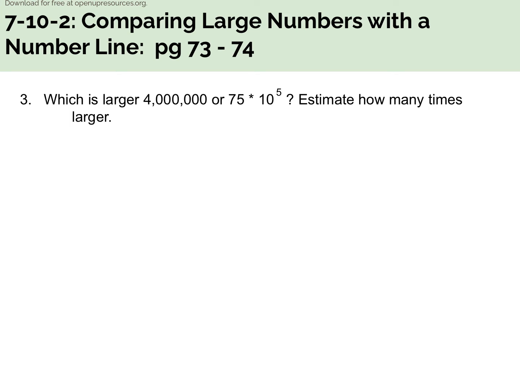If we put it on the number line and look at it, 75 times 10 to the 5th, or the same as 7.5 times 10 to the 6th, is about twice as large as the 4 million, which is also 4 times 10 to the 6th. So that's why the 75 times 10 to the 5th is bigger than the 4 times 10 to the 6th.